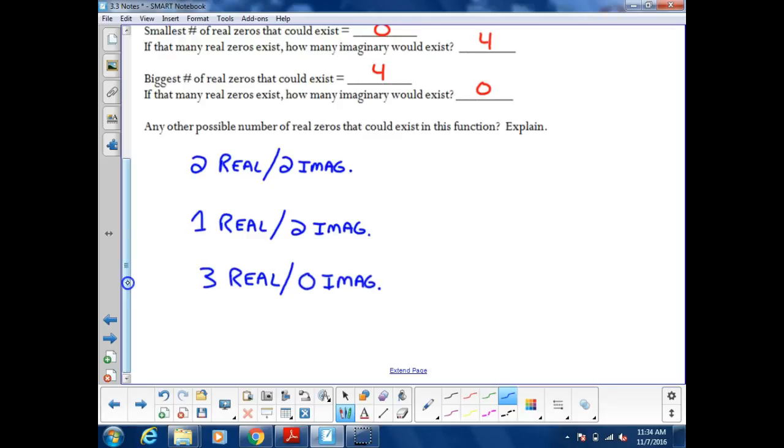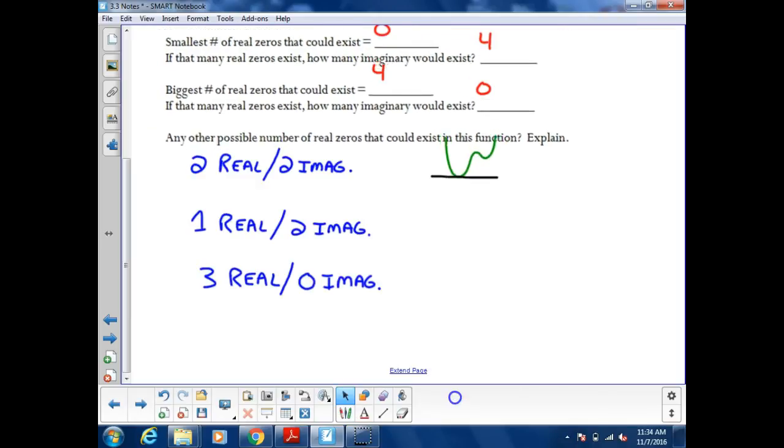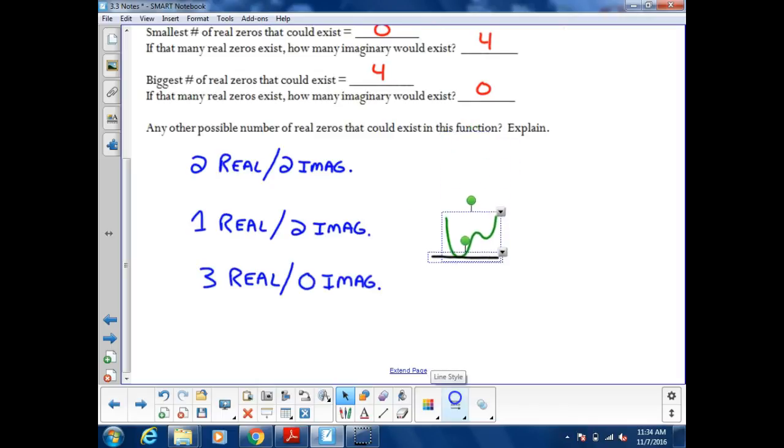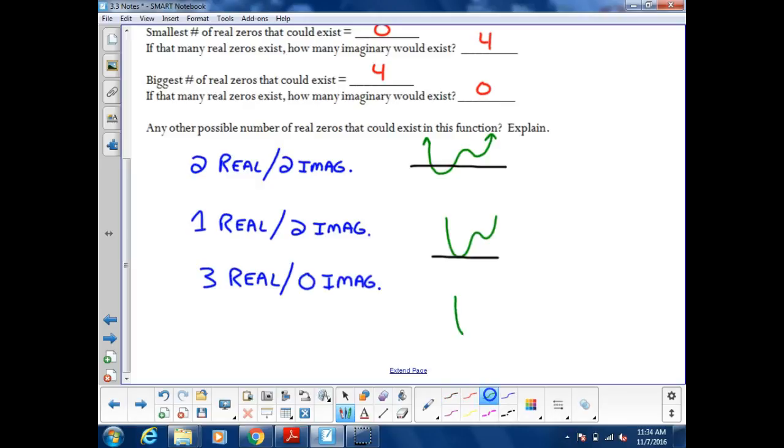So 2 reals and 2 imaginaries would look like, there's that, there's that, there's 2 reals. Oh, nope, that's 1 real and 1 imaginary. One too high. There's that one. Okay, 2 reals and 2 imaginaries. There's my quartic, there's my x-axis. 3 reals, no imaginaries. Hit it. Right there. With me? Your job tonight is to finish off that packet so that we can have it done by tomorrow and we can move on.